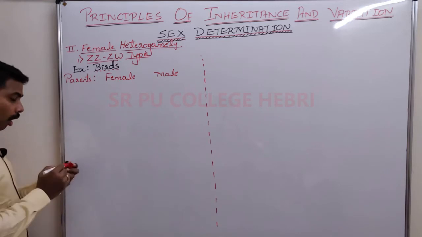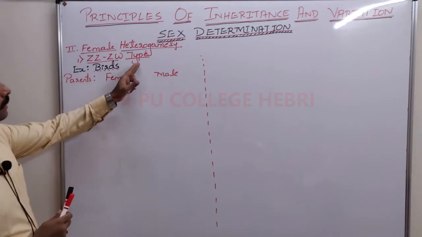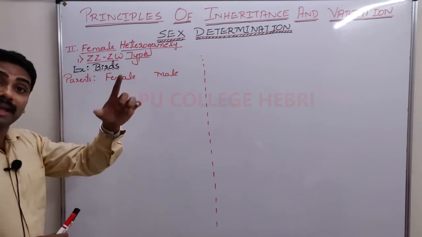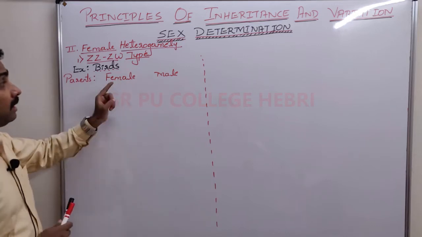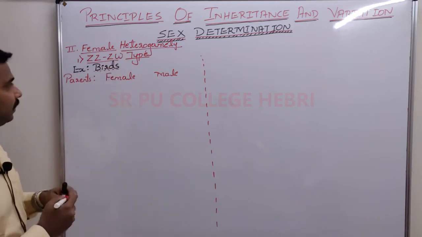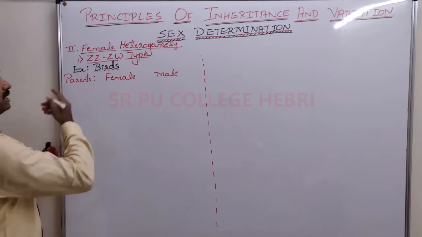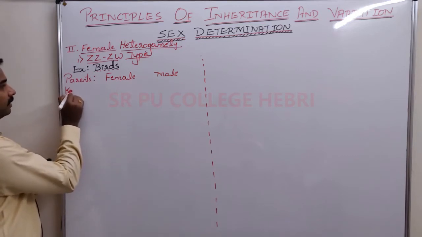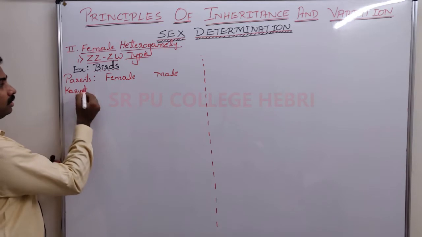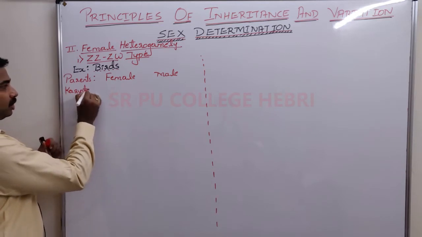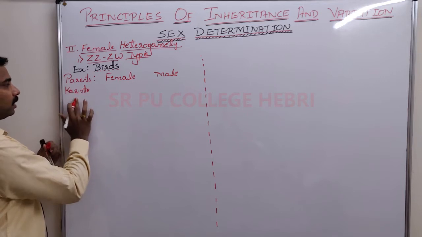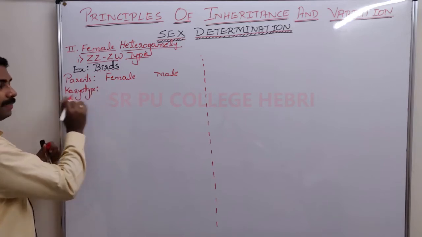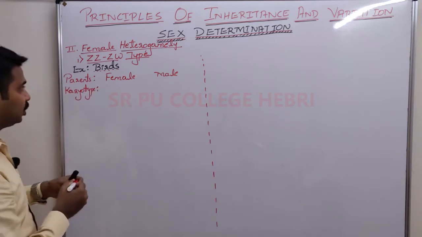Okay, now already we know we are studying this under female heterogamety. In male heterogamety you know the male produces different types of gametes, but here the eggs produced by the female are of different type. So dear students, can you guess who is having ZZ, who is having ZW? Let me write the karyotype, or genotype. Karyotype means chromosomal condition.